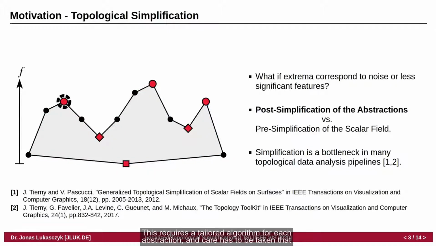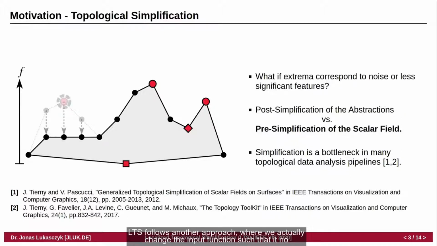This requires a tailored algorithm for each abstraction, and care has to be taken that they are all consistent with each other. LTS follows another approach where we actually change the input function such that it no longer exhibits undesired extrema. Then any abstraction computed on the simplified field is automatically consistent, and on top of that we can actually do the simplification symbolically, but more about that later. There exist several approaches that follow this concept, and I refer you to the related work section of our paper for a thorough discussion of these approaches.